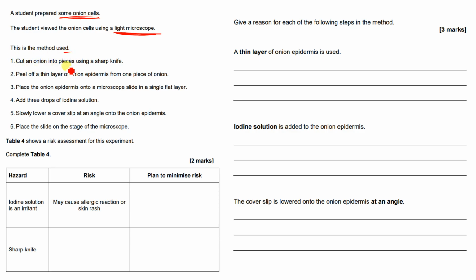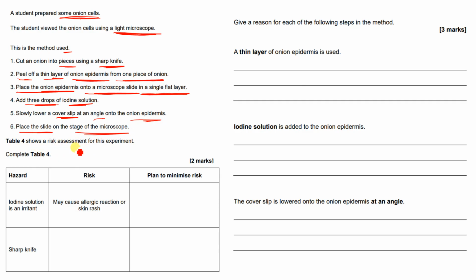One, they cut an onion into pieces using a sharp knife. Peel off a thin layer of onion epidermis from one piece of onion. They place the onion epidermis onto a microscope slide in a single flat layer. They add 3 drops of iodine solution. Then they slowly lower a cover slip at an angle onto the onion epidermis. Place the slide onto the stage of the microscope.